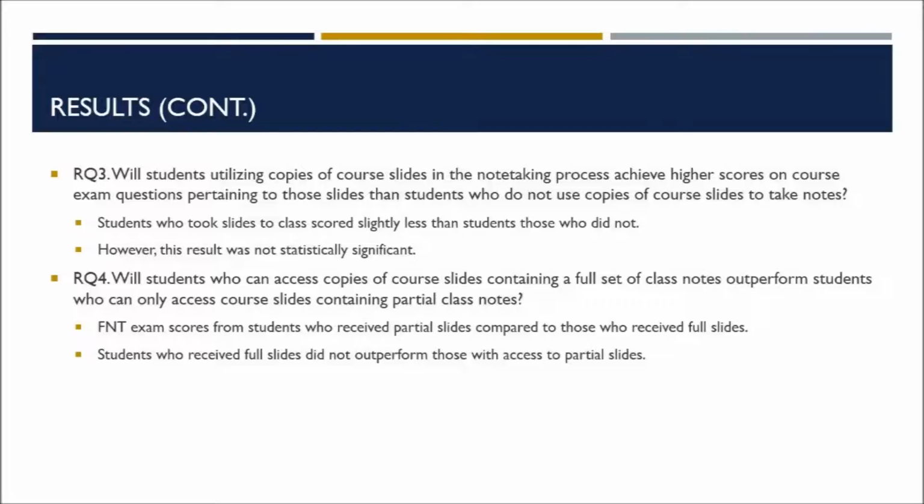Research question 4. Will students who can access copies of course slides containing a full set of class notes outperform students who can only access course slides containing partial class notes? Scores from the exam on the FNT unit were sampled from students who received partial slides and compared to the same scores for those who received full slides. The data showed that students who received full slides did not outperform those with access to partial slides.